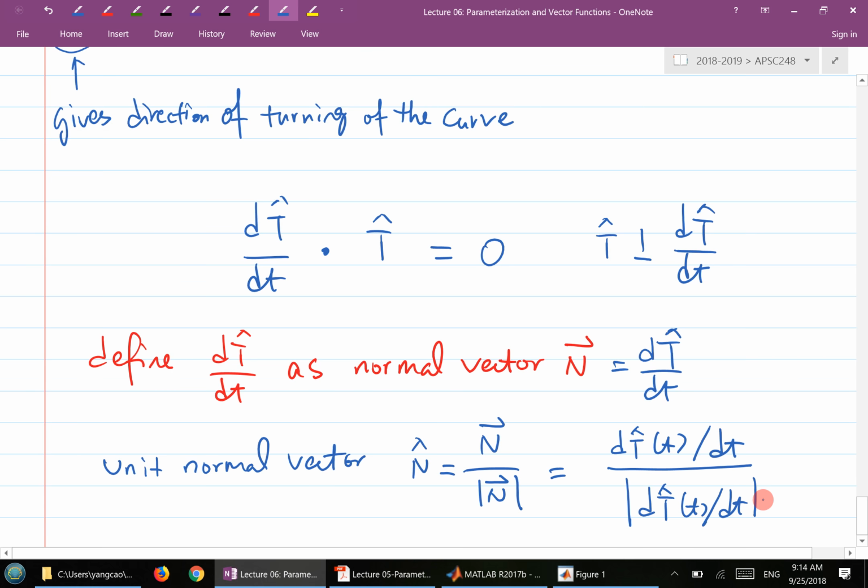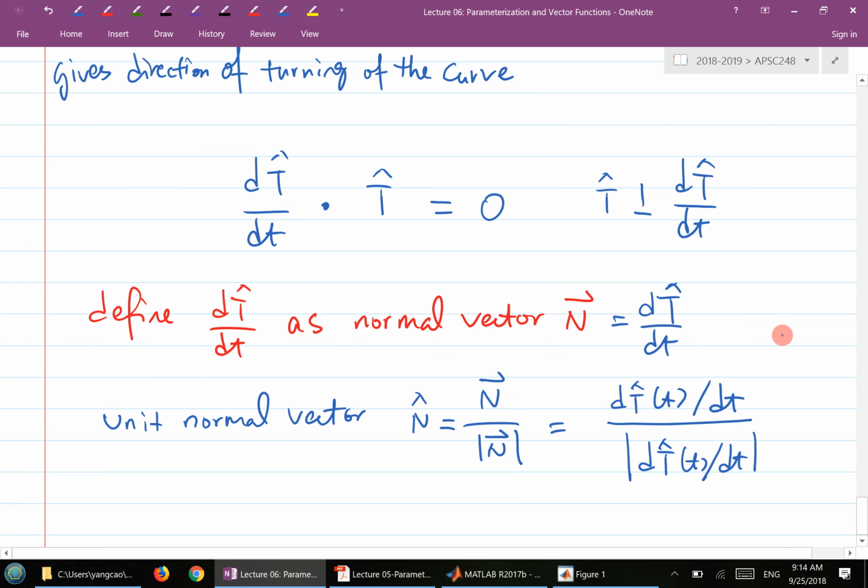I think the symbols kind of build up a little bit here, but it's still the same idea of the derivatives.